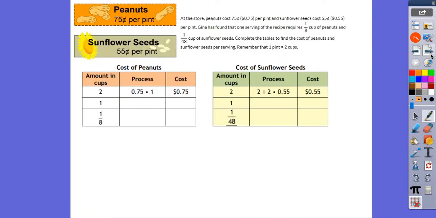Okay. Number 4, we just found these 2 amounts. Peanuts, that's how much is in each bag, right? 1/8 cup. Sunflower seeds, we just found 1/48 is in each bag.